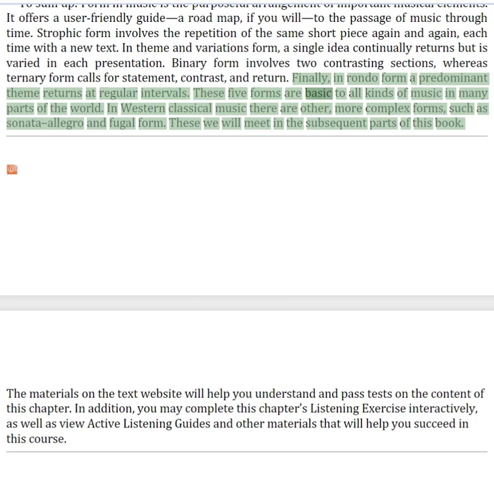These 5 forms are basic to all kinds of music in many parts of the world. In Western classical music there are other, more complex forms, such as sonata, allegro, and fugal form. These we will meet in the subsequent parts of this book.